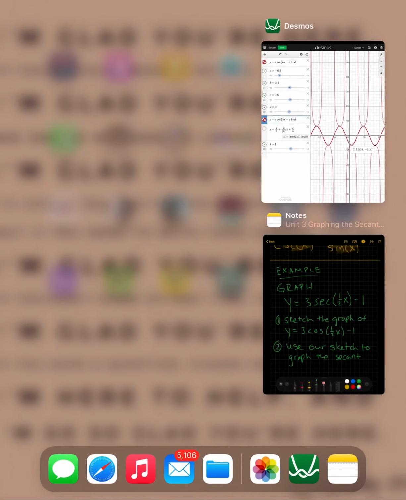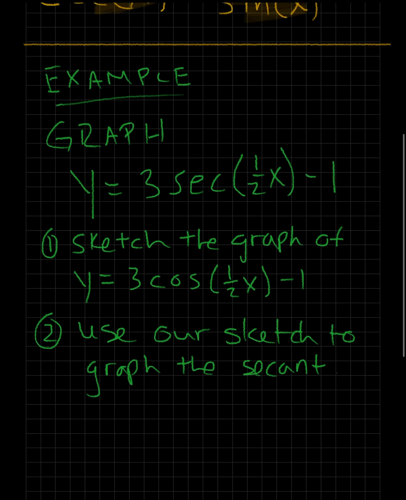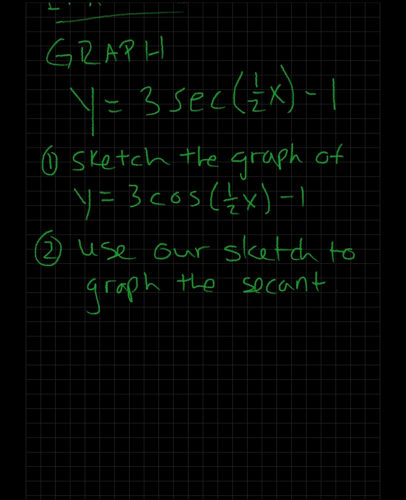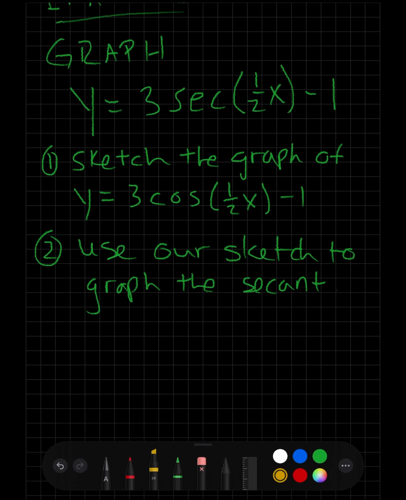Let's try the example. I think that'll help. Hopefully this visualization helped you guys a little bit. So let's try it. The first thing we want to do is sketch our graph of the associated cosine. So notice what I did here. I kept my A value the same. I kept my B value the same.